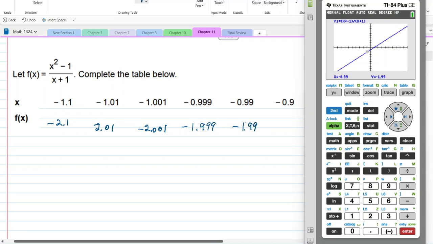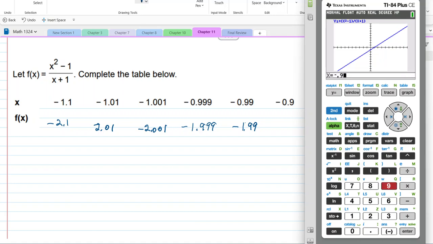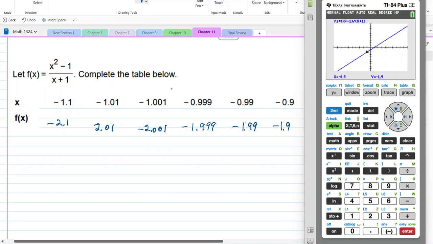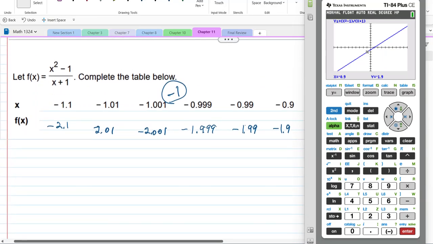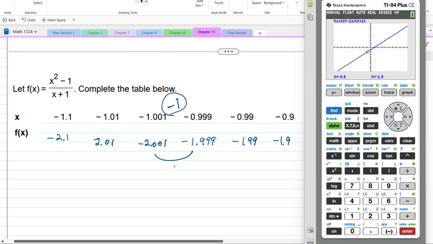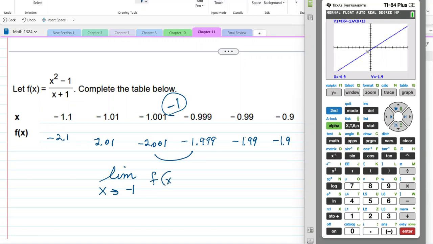99. And then I'm going to get the furthest away from negative 1, negative 0.9, and that gives me a negative 1.9. Well, if we wanted it for negative 1, we want the limit, because that's what it asks for. Then we know it's between these 2 points, and of course it's 2. So the limit as x approaches negative 1 for this function is negative 2.